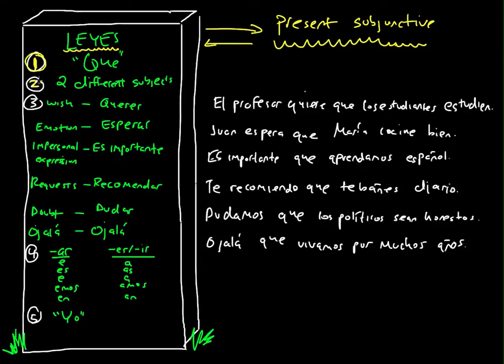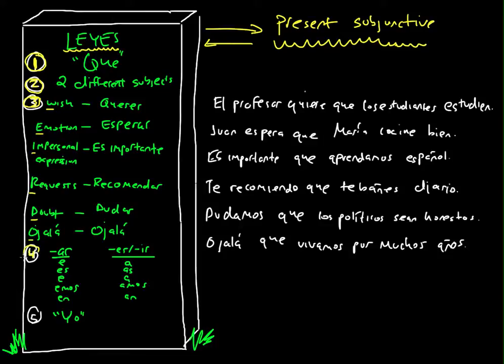The second law is we must have 2 different subjects. This third law, we must have one of these expressions. Okay, so we must have a wish, an emotion, an impersonal expression, a request, a doubt, or ojalá. Okay, and I'll explain what these mean in a second.